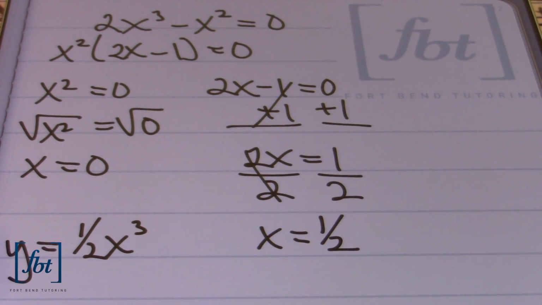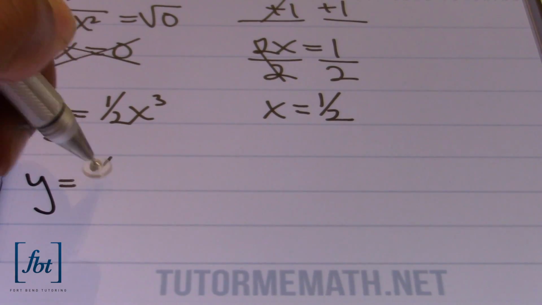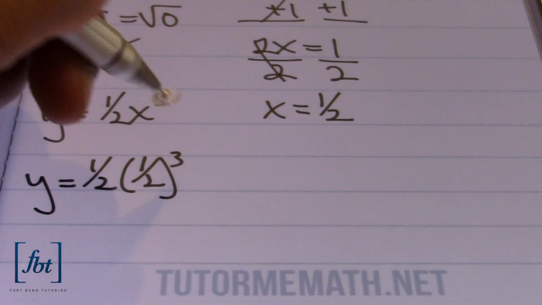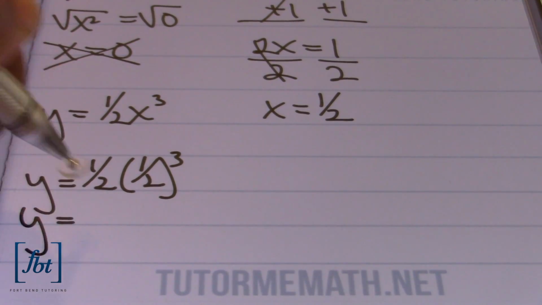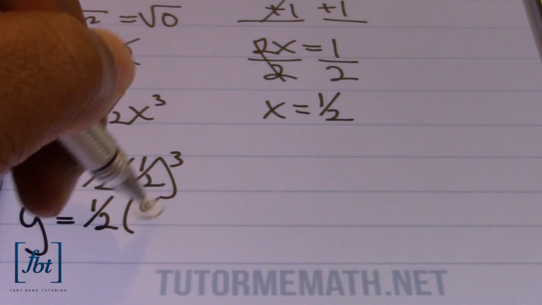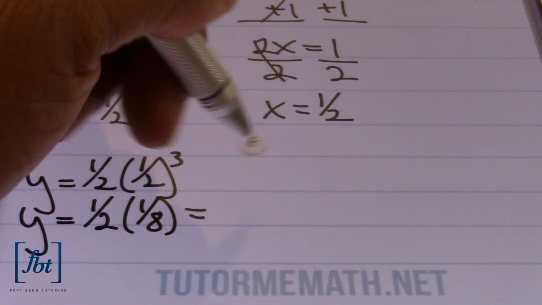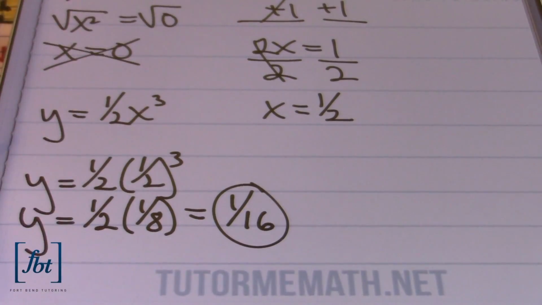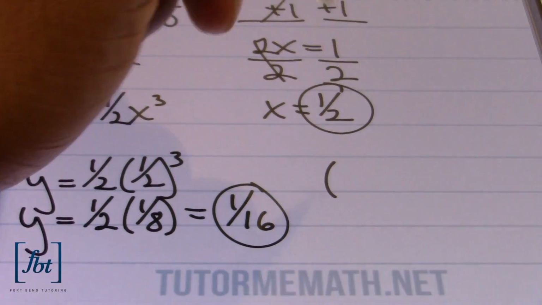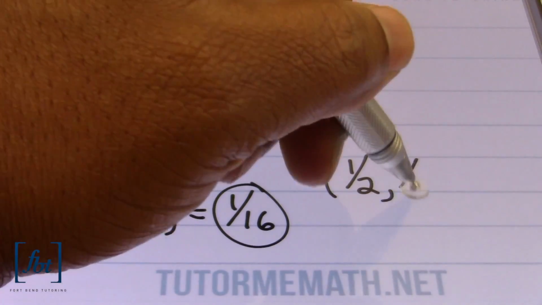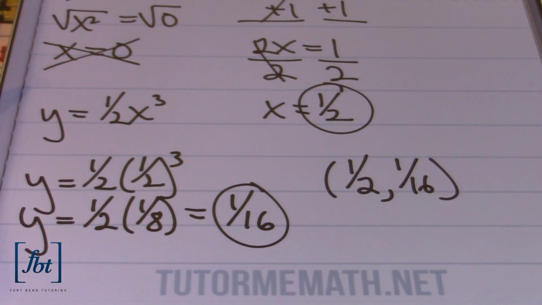It's going to violate the function, and we will not be able to use x equal to 0 in so many ways. Okay. However, let's check out what happens with 1/2. y equals 1/2 times 1/2 cubed. Well, 1/2 cubed is 1/8. And multiplying 1/2 times 1/8, you'll get 1/16. So 1/16 is the result for y, whereas x equals 1/2. That means that our point of intersection is going to be at (1/2, 1/16). And this is the answer for problem number 5.